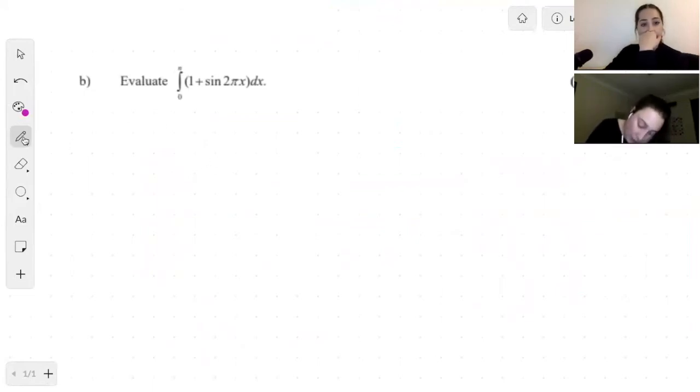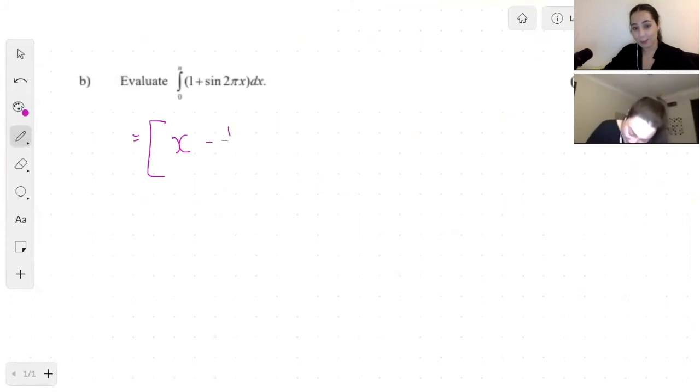So we're going to have x plus, what are we doing? So 1 over 2 pi minus cos 2 pi x? Yeah, good. Yes, it was minus 1 on 2 pi, is that what you said? Yeah, so minus 1 over 2 pi cos 2 pi x.